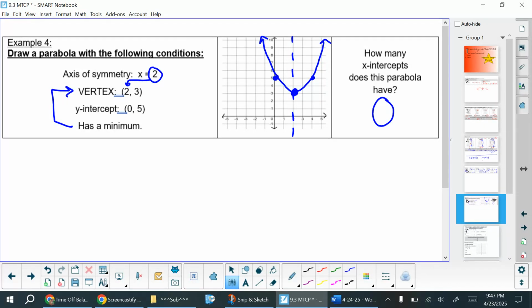And then how many x-intercepts does this have? None. It does not cross the x-axis. Remember, we talked about how parabolas can have 0 x-intercepts, 1 x-intercept if it just touches, or 2 x-intercepts if it crosses twice.